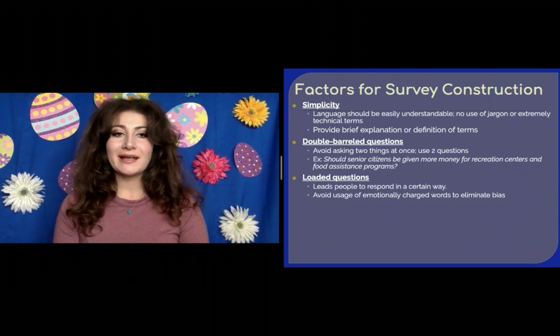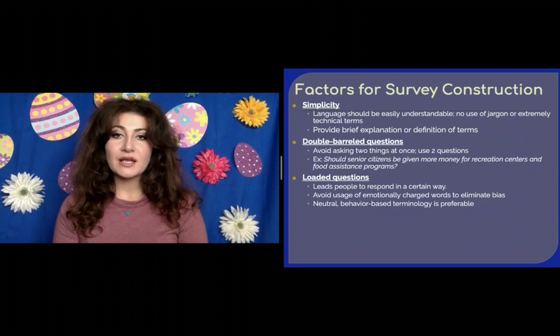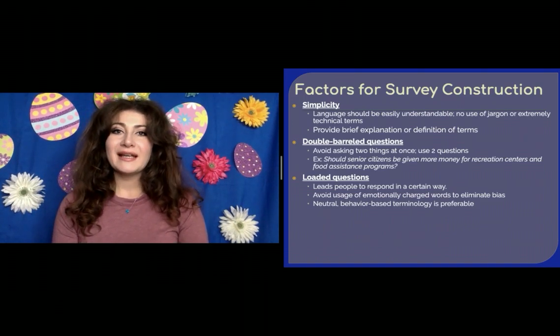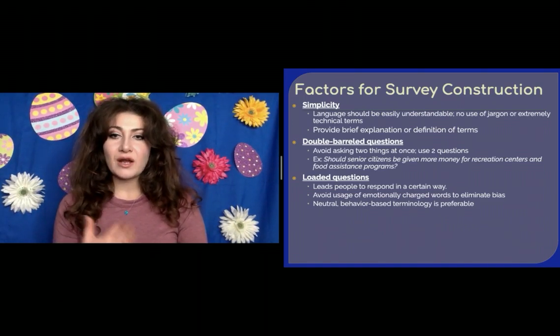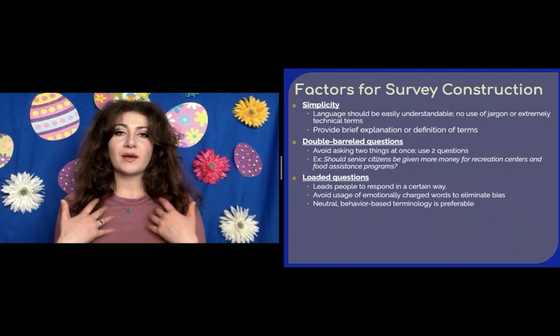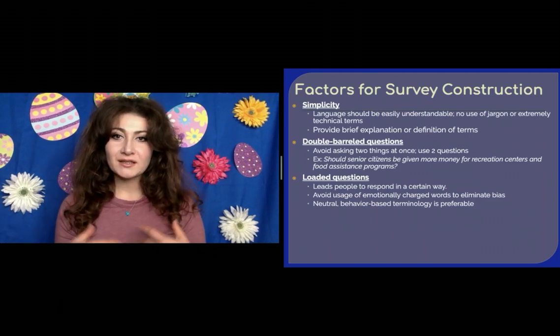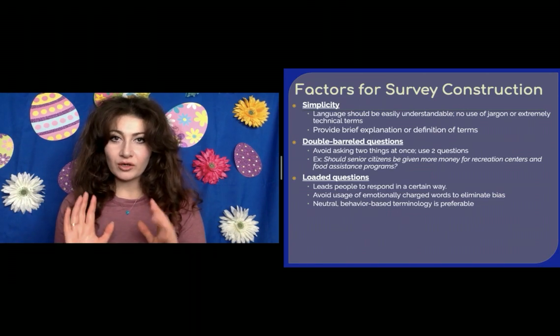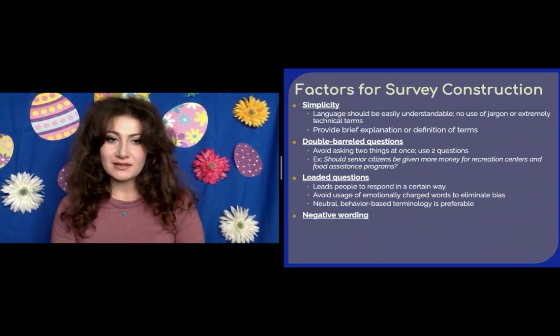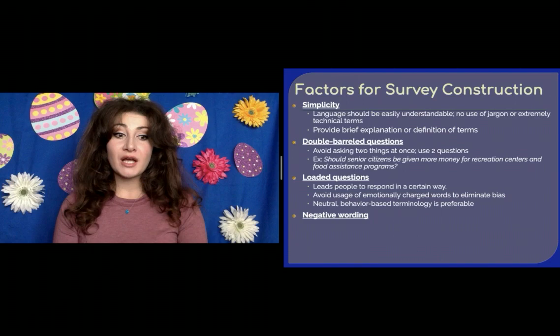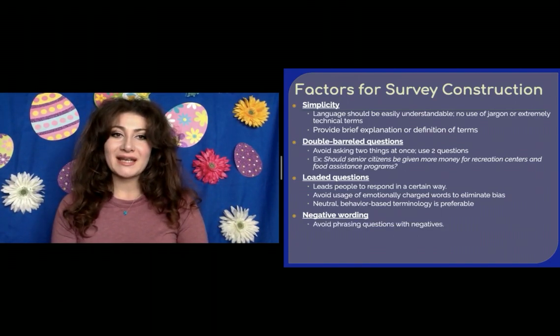So you don't want to use any emotionally charged words because that is going to introduce bias. So keep your wording neutral and keep it behavior-based. Try to eliminate any sort of emotions, opinions, and feelings. Try to keep it more scientifically objective versus subjective. Do not use negative wording. So avoid phrasing questions with negatives.